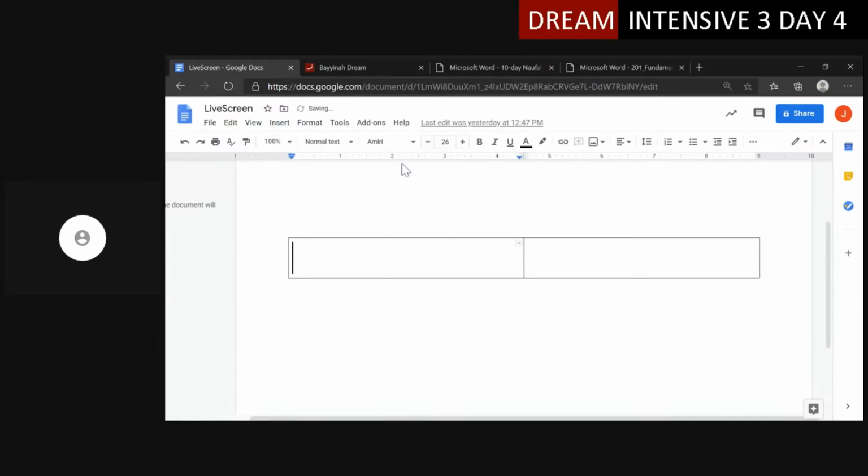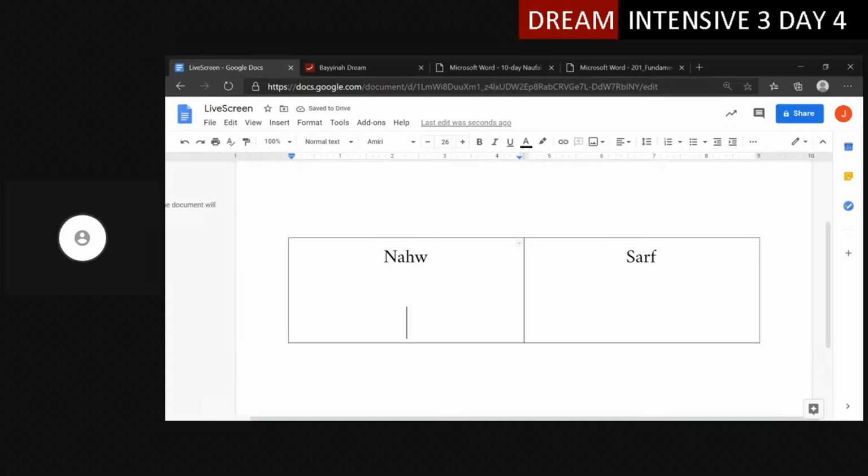So we have two categories. These two categories are completely separate topics. We have Nahu and we have Sarf. These are two separate topics. They both play an important role when it comes to learning Arabic, obviously, but they are completely separate sciences, okay? And each science has its own set of vocabulary, and that vocabulary applies in a different way, okay?